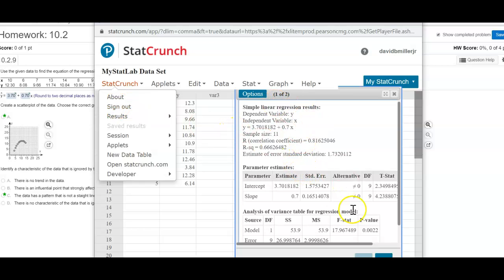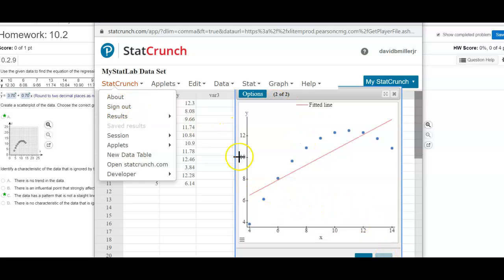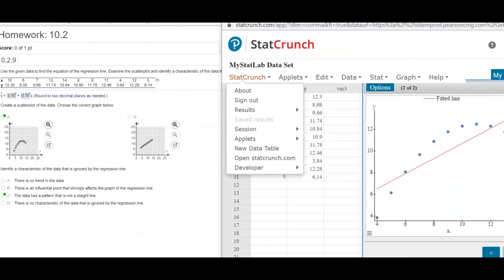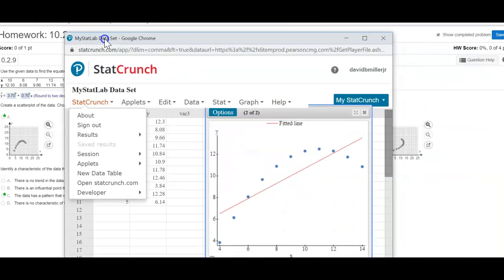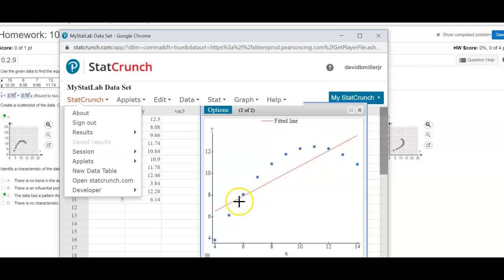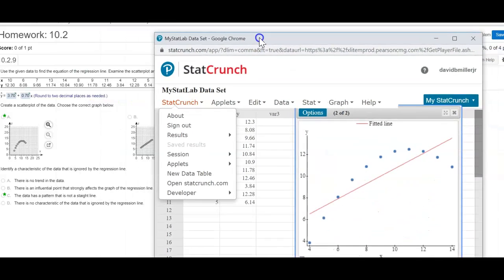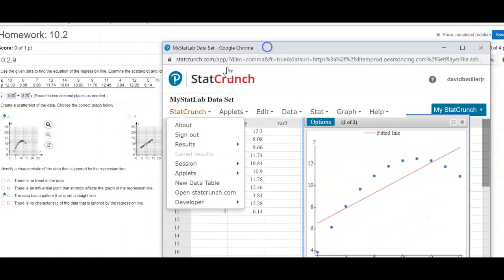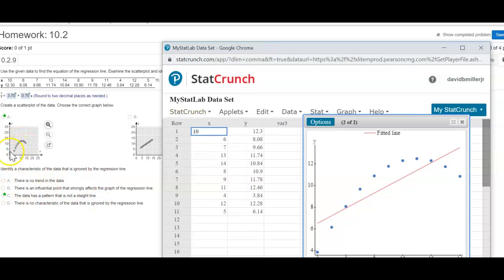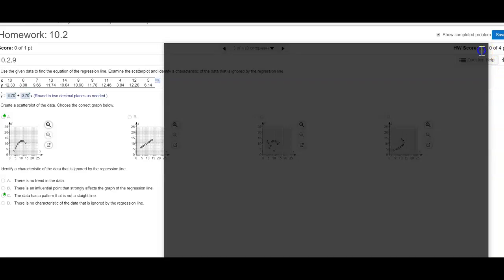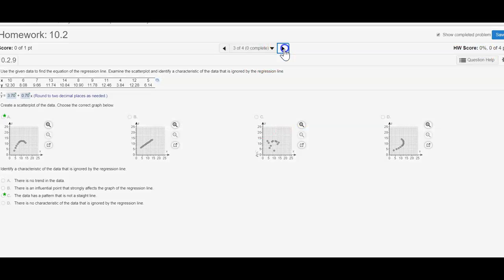We can see the actual graph. As we're picking our charts here, we can see the actual chart. It looks like that one over there in A. And the thing that our linear regression line doesn't tell us that our scatter plot does is that the data has a pattern that is not a straight line. This seems to fit like part of a parabola. So that's what we learned from looking at the scatter plot.